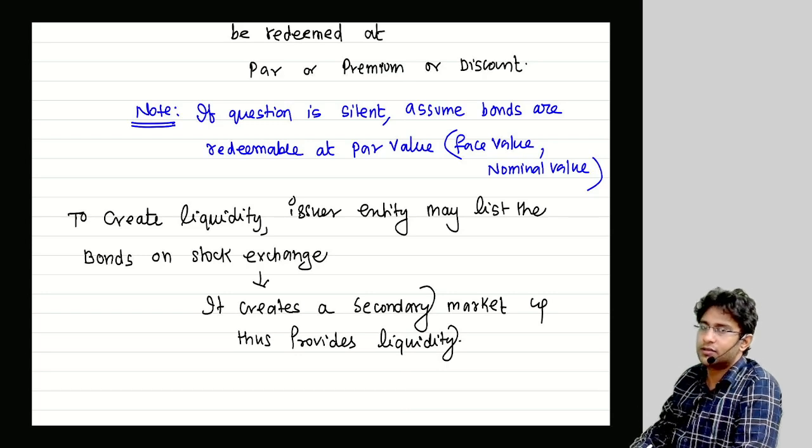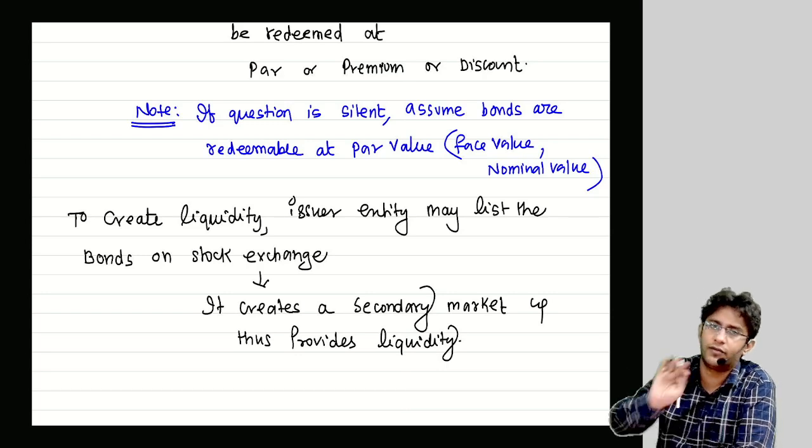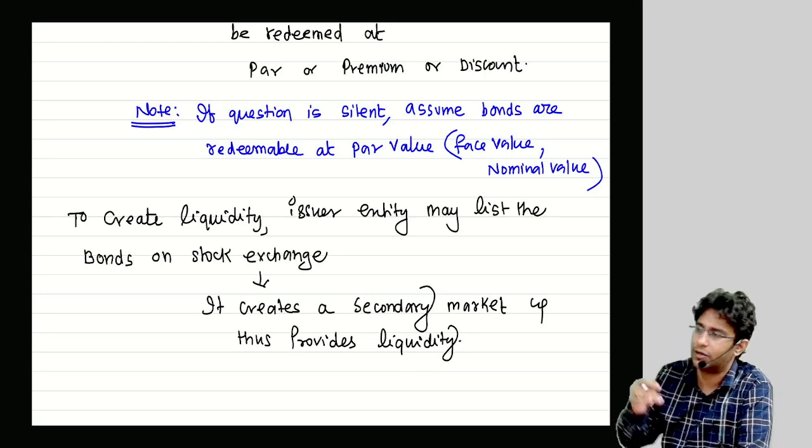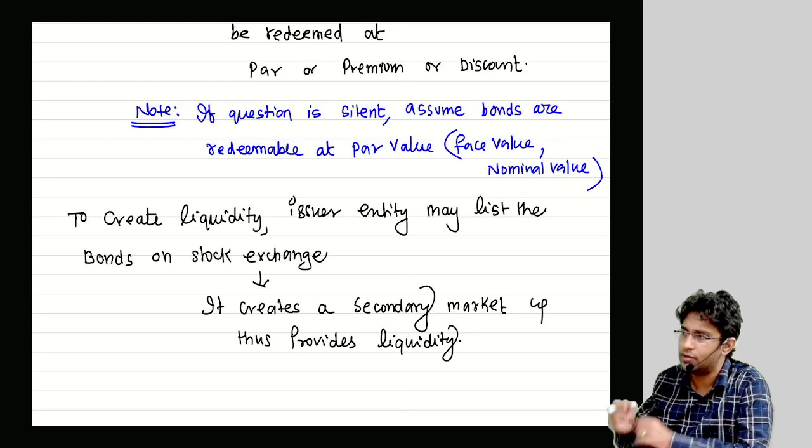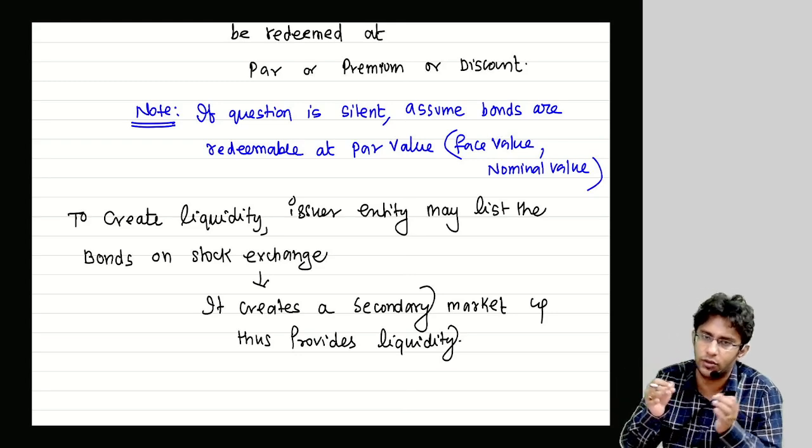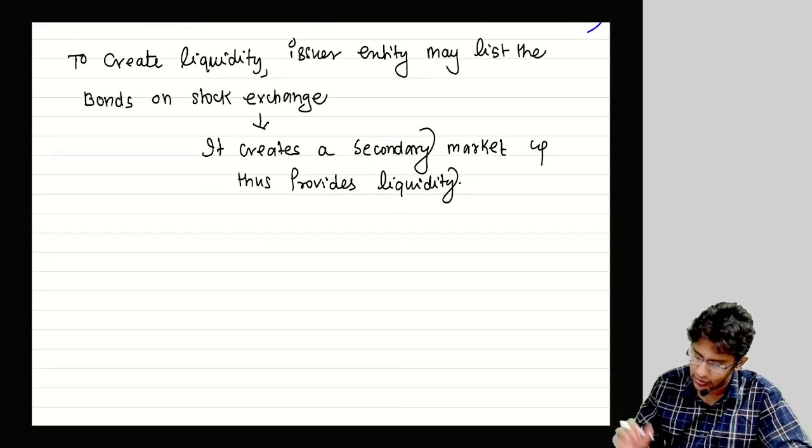Company will pay interest to whoever is the owner of the bond, not to the same person who purchased it on the first day. Whoever is the owner of the bond, that fellow will get the interest on the due dates. Right? So this creates liquidity.